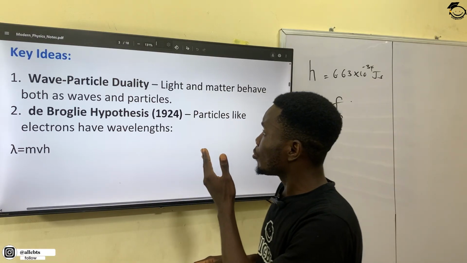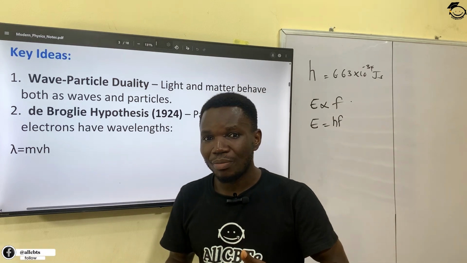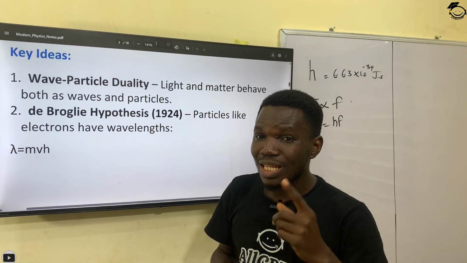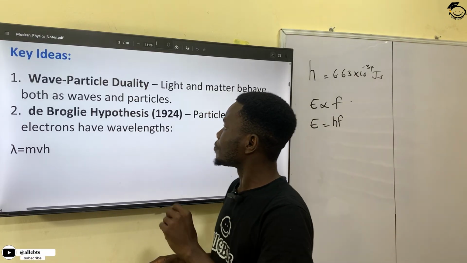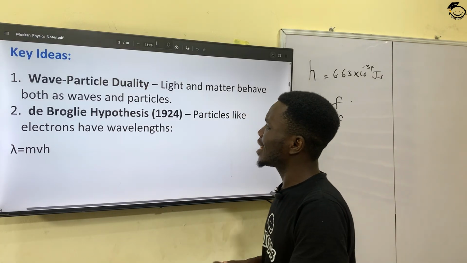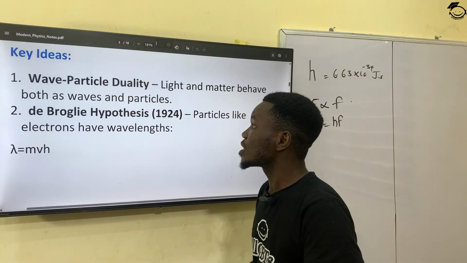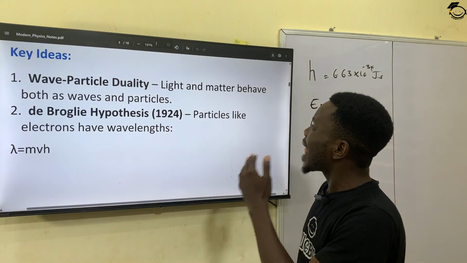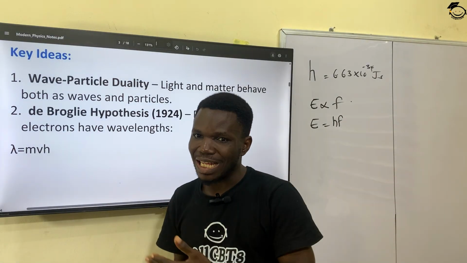So that is what wave-particle duality is talking about: the ability of matter to exist as both a particle and also as a wave. Then another key idea that we have under quantum physics is the de Broglie hypothesis, which said that particles like electrons have wavelengths.